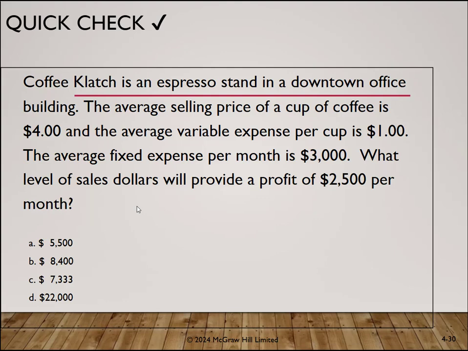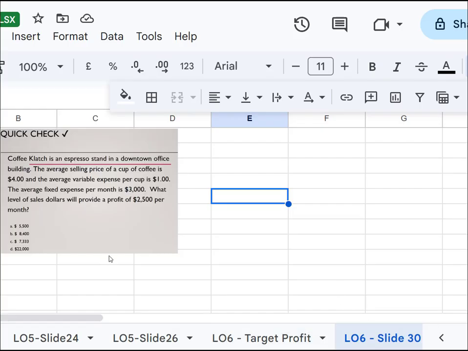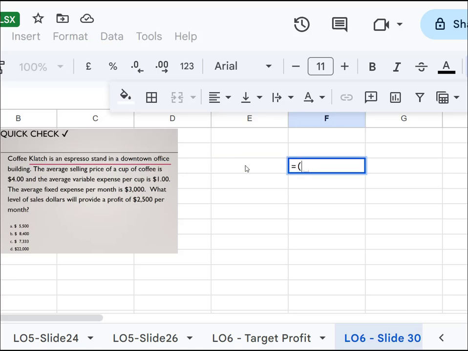Feel free to pause the video, give it a go, and we'll see you in Excel or Google Sheets, I suppose. All right. What level of sales will provide a target profit of $2,500? All right, so let us look at our target profit analysis. So we have our fixed costs of 3 grand plus our target profit of 2,500 divided by our contribution margin, which is going to be 4 minus 1.